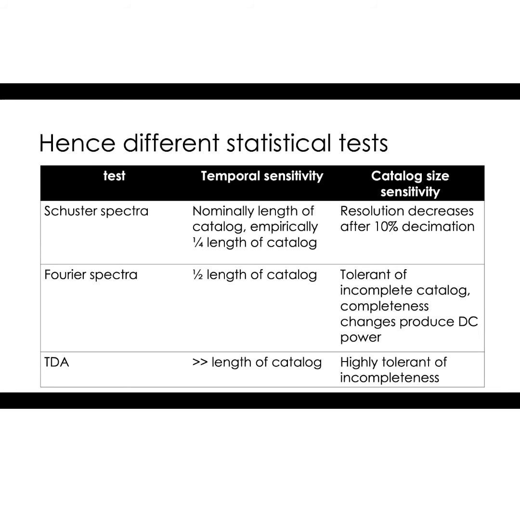And then finally, topological approaches can resolve organization in time of earthquakes at intervals much longer than the length of the catalog, because they're sensitive to clustering of events in time. And those methods are highly tolerant. In fact, they're designed to tolerate highly incomplete and very noisy data. So they have considerably less resolving power than the Schuster approach or the Fourier approach, but they're much more tolerant of incompleteness and noise in the catalog.